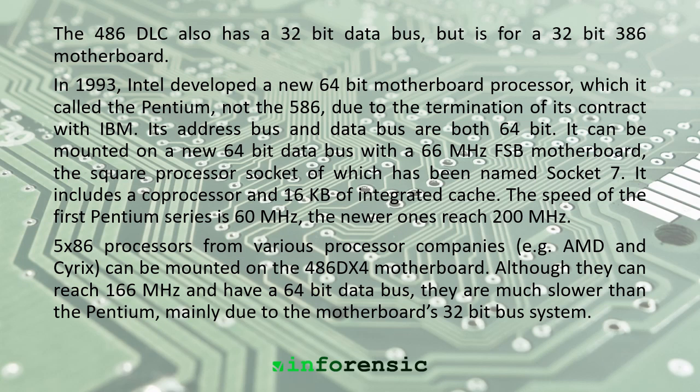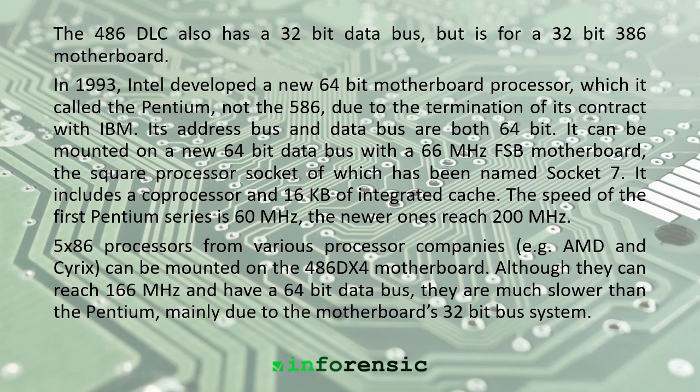In 1993, Intel developed a new 64-bit processor, which it called the Pentium, not the 586, due to the termination of its contract with IBM. Its address bus and data bus are both 64-bit. It can be mounted on a new 64-bit data bus motherboard with a 66 MHz FSB, the square processor socket of which has been named Socket 7. It includes a coprocessor and 16 KB of integrated cache. The speed of the first Pentium series is 60 MHz, and the newer ones reach 200 MHz.